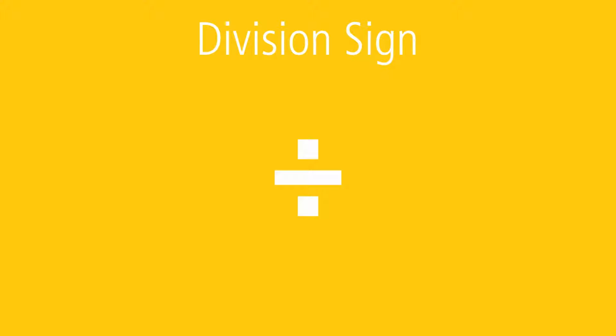The divide by symbol, ÷, is known as the division sign. For example, 12 ÷ 4 is read 12 divided by 4. Another way to show division is 12 with a slash 4. This is also read as 12 divided by 4.